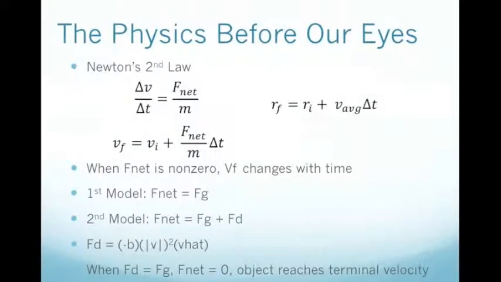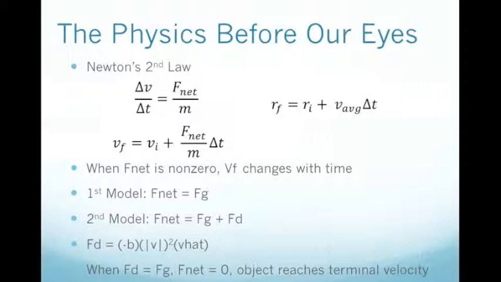The applicable fundamental principle acting in the observed motion is Newton's second law, which reveals to us that an object's final velocity can be found by adding its initial velocity to the sum of all the forces acting on that object divided by that object's mass, multiplied by the change in time. When the net force acting on an object is non-zero, an object's velocity will change with respect to time.